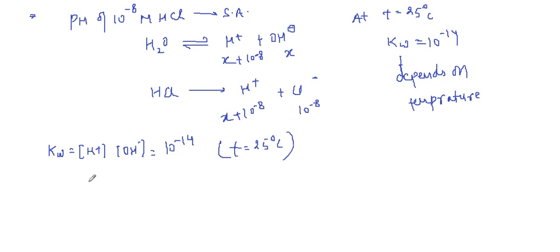Now what is H plus? Whether we take it from HCl or from H2O, that must be the same. So it is X plus 10 to the power minus 8. Now what is the concentration of OH minus? It is again X. That should be equal to 10 to the power minus 14.